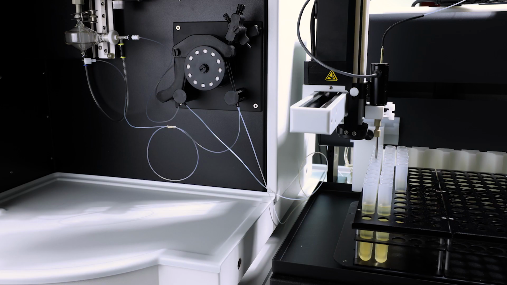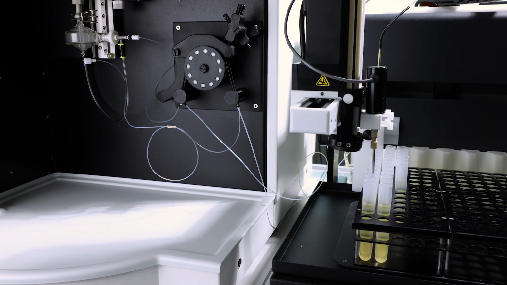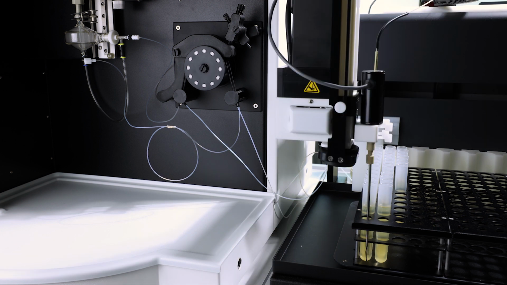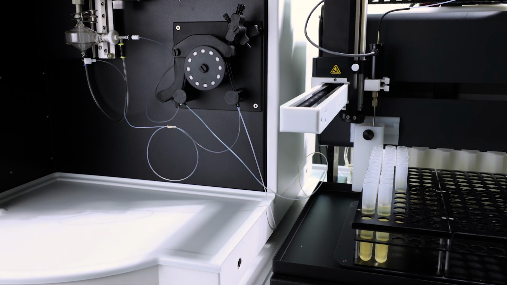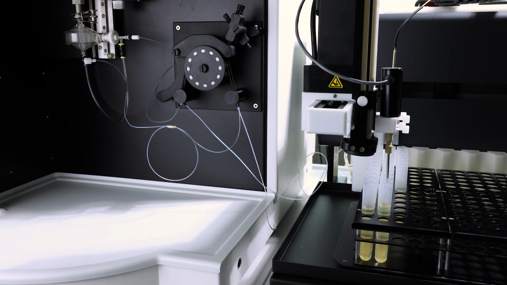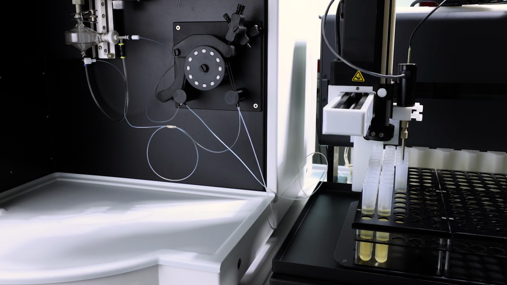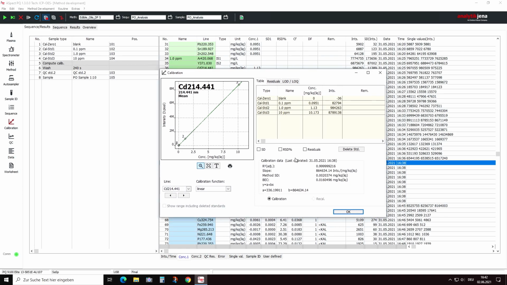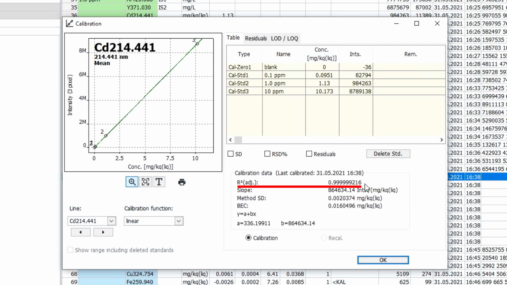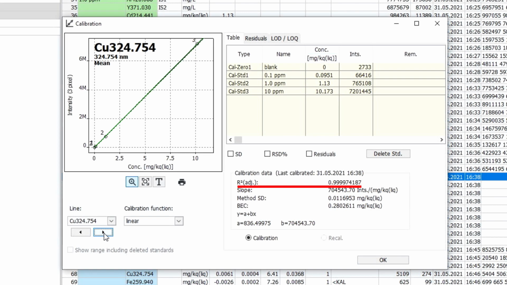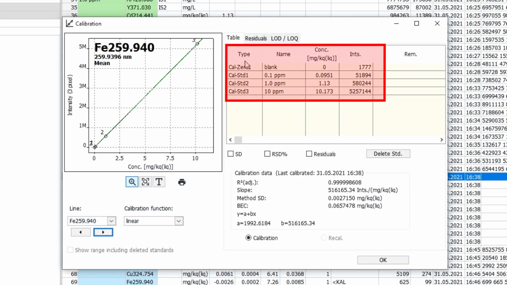Let's start the measurement. As soon as the measurement of the standards is finished, we should check if the calibration of the method was successful. Important measures are the correlation coefficient and the deviation of the nominal values of the standards in comparison to the measured values.